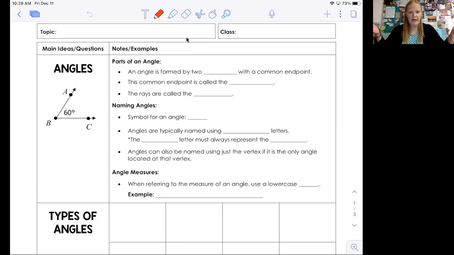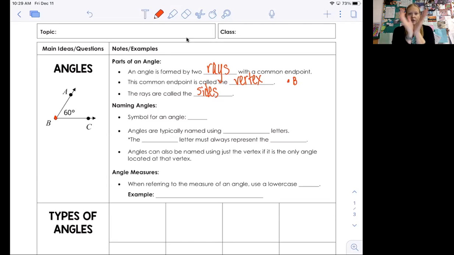Okay, so parts of an angle. An angle is formed by two rays that have a common endpoint. The common endpoint is called the vertex, and the rays are called the sides. So let's look at this angle here on the left. This right here is the vertex, point B. So I would name that point B.